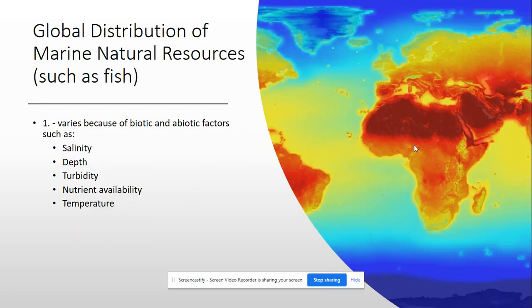It's also important to understand, when talking about marine biomes, that we highly depend upon those marine biomes for things like natural resources such as fish. But those resources will vary depending upon biotic and abiotic factors like salinity, depth, turbidity, which we mentioned in class is the measurement of sediment, nutrient availability like nitrogen and phosphorus, which tends to relate to an ecosystem's productivity, and temperature.